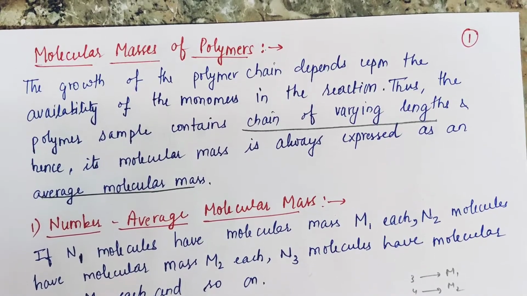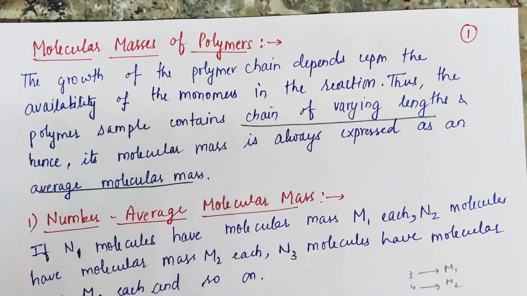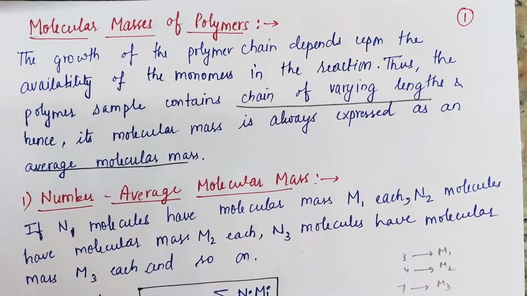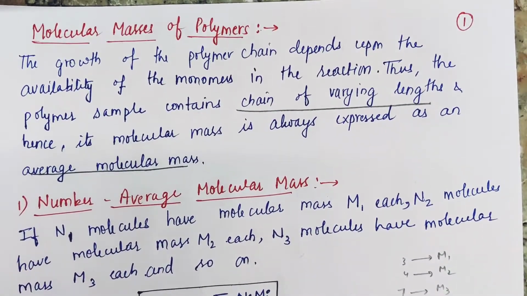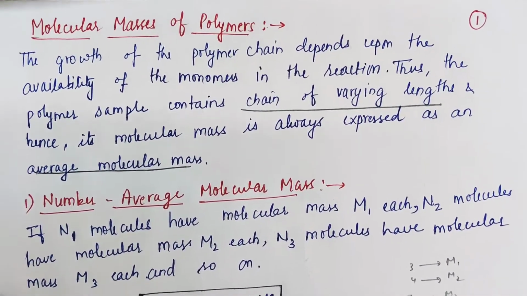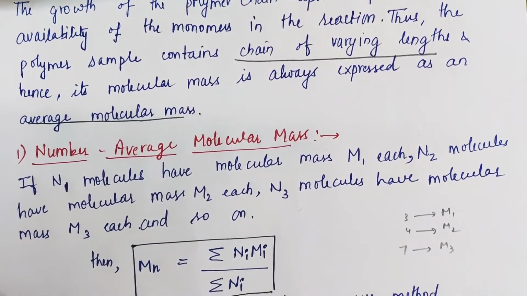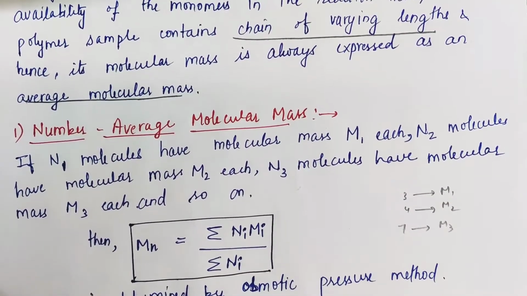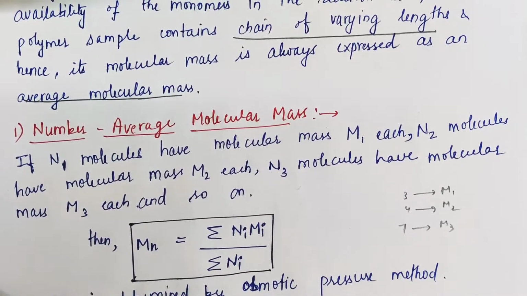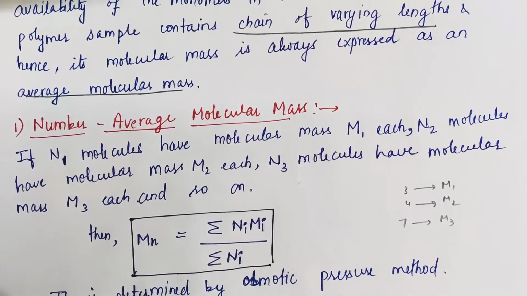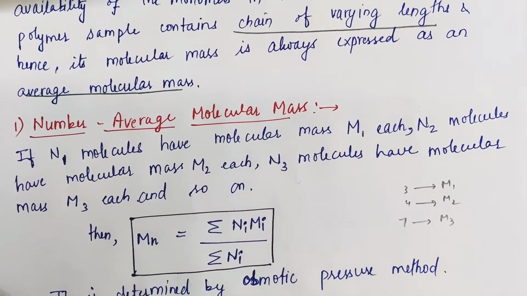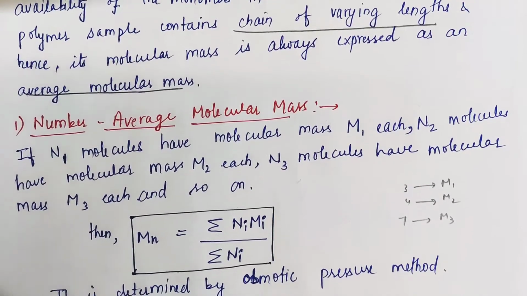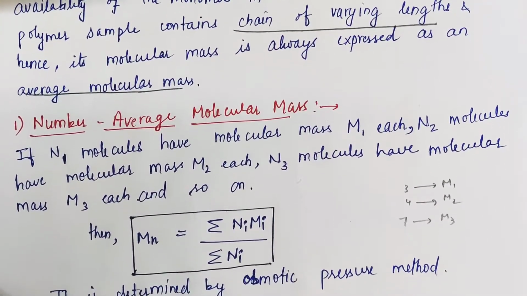As a result, the molecular masses of all the chains will be different. So when we are writing the molecular mass of polymers, it will be the average molecular mass of all the chains present in that polymer sample. So we can calculate the molecular masses of polymers in two ways. One is number average molecular mass and another one is mass average molecular mass. So let's first discuss number average molecular mass.